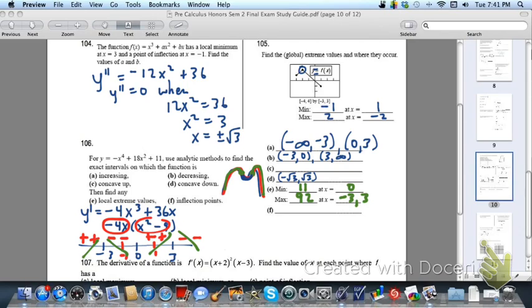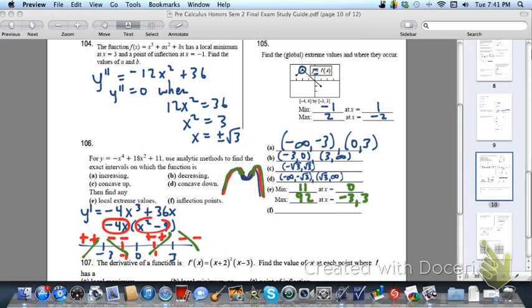What I meant was that f is concave up on the interval from negative radical 3 all the way to positive radical 3, and f is concave down, so that's part D, from negative infinity to negative radical 3, and then also concave down from radical 3 all the way to infinity.